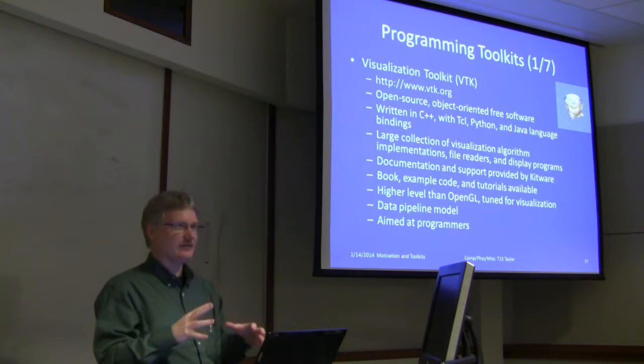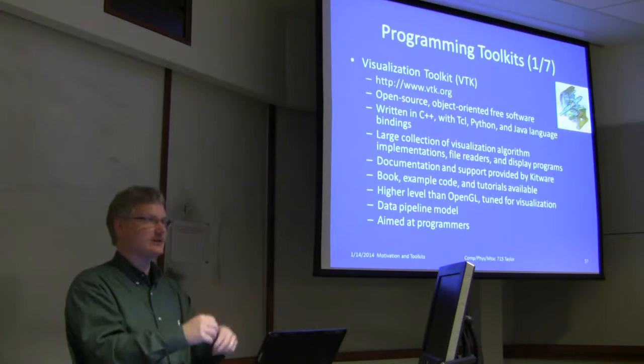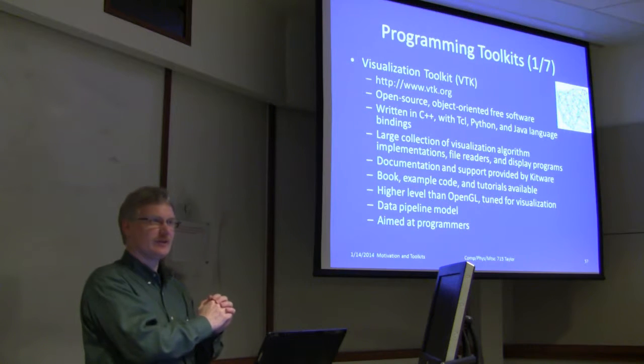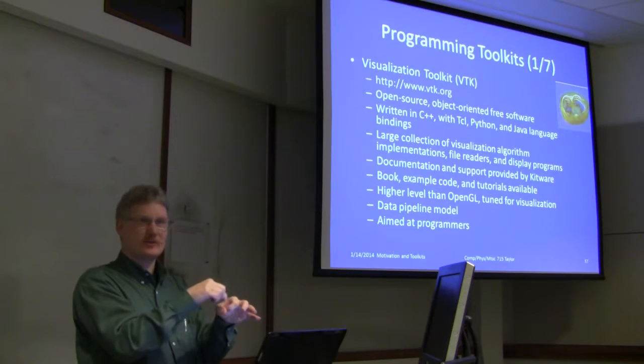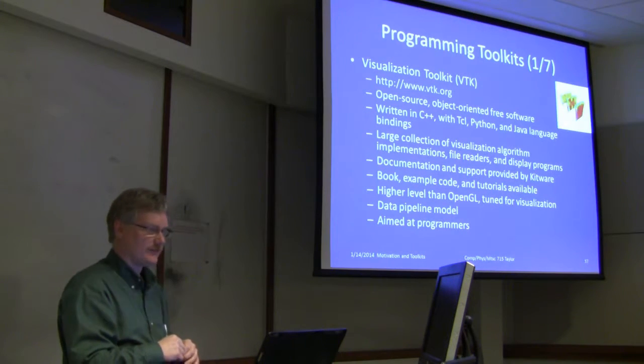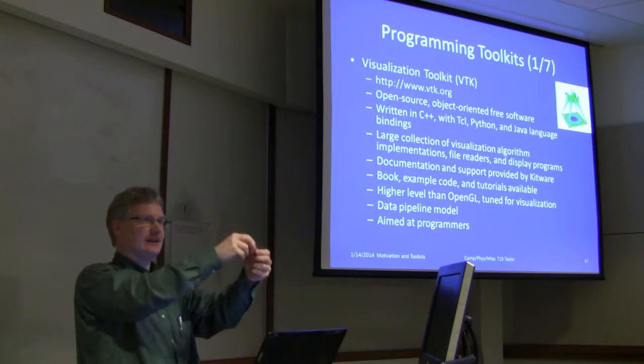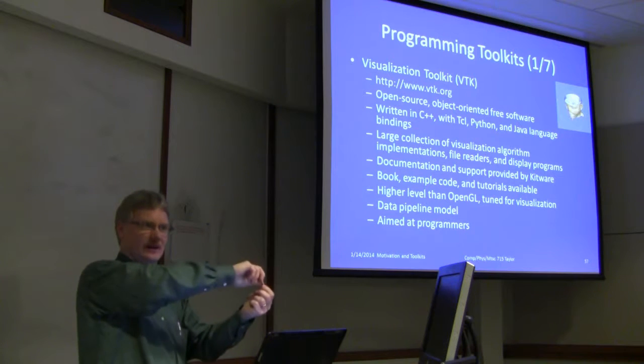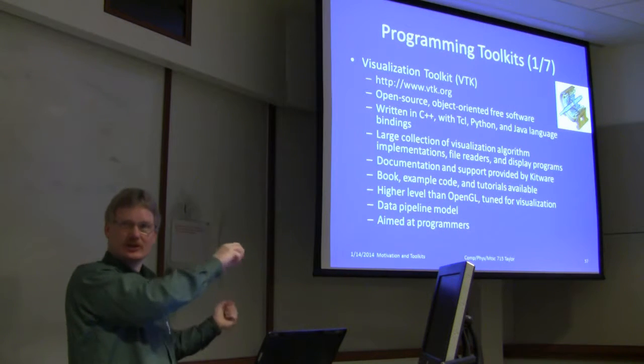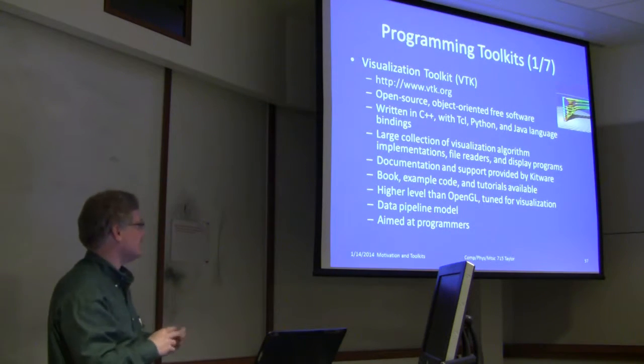This is higher level than OpenGL. It's like give me an isosurface, color it by the temperature, rather than give me a triangle, color the 3 vertices, what these 3 colors are. It's a data pipeline model: getting your reader connected to my filter, connected to my isosurface extractor, connected to my color mapper, connected to my renderer, draw it on the screen, and it's aimed at programmers.